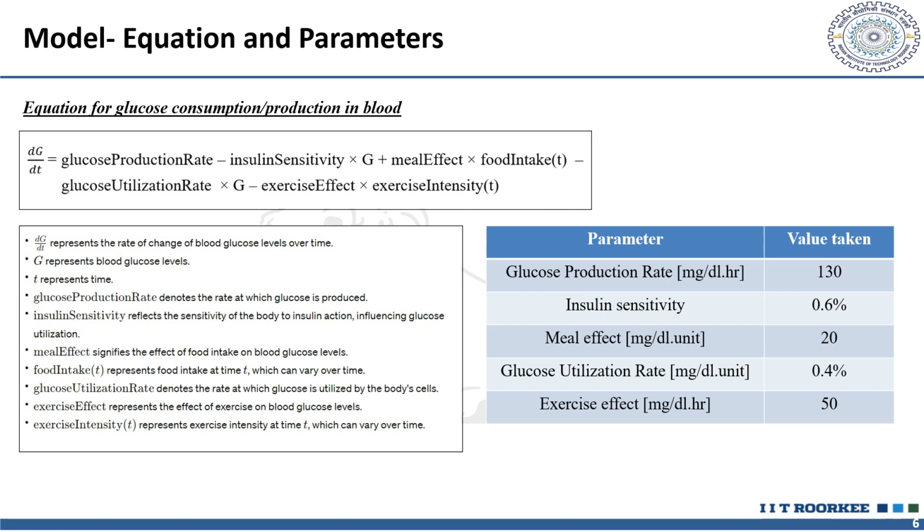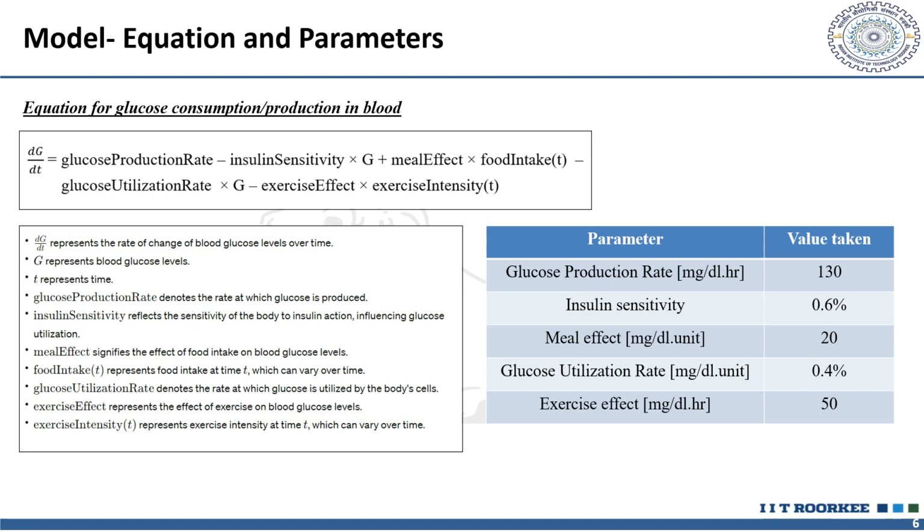So this is the first equation which is shown here. Del G by del T is equal to glucose production rate minus insulin sensitivity into G plus meal effect into food intake at time step, minus glucose utilization rate into G minus exercise effect into exercise intensity at time step T.